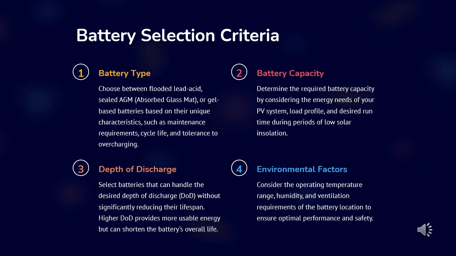Depth of discharge. Select batteries that can handle the desired depth of discharge (DOD) without significantly reducing their lifespan. Higher DOD provides more usable energy but can shorten the battery's overall life. Environmental factors. Consider the operating temperature range, humidity and ventilation requirements of the battery location to ensure optimal performance and safety.